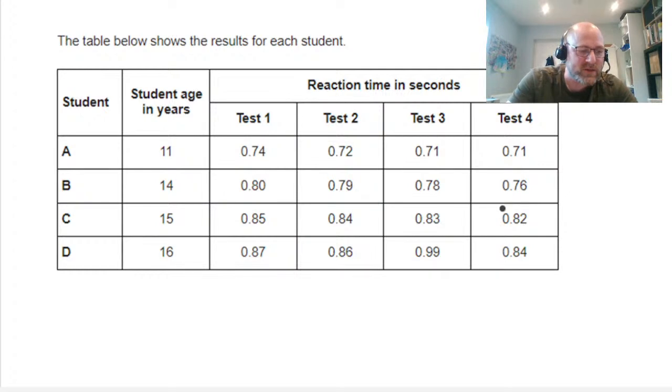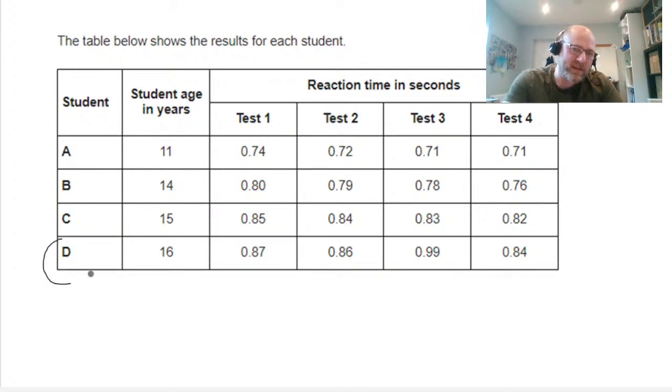Right, I've got a set of results here. Ruler test comes up a lot. I've got a set of results here with the ruler drop test. It depends whether you're doing AQA or Edexcel, so it really depends which exam board you're doing.